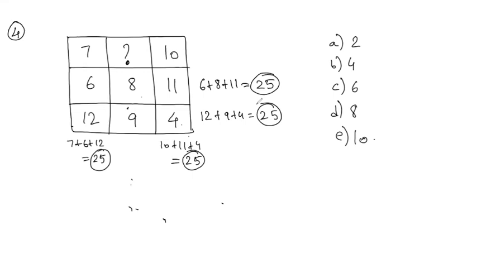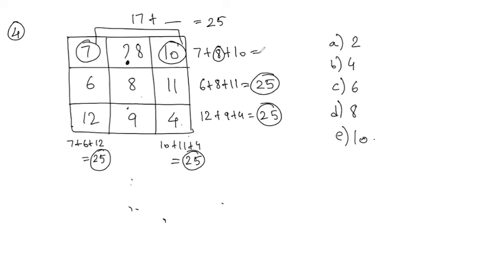Okay, so now we'll find out what the answer is. Look at the first row. The first row has 7, question mark and 10. So two numbers are there. What is the sum of these two numbers? 17. So 17 plus what is equal to 25? Because the sum must be 25. So what is the answer? 8. Correct. 8 is the answer, because 7 plus 8 plus 10 is 25.